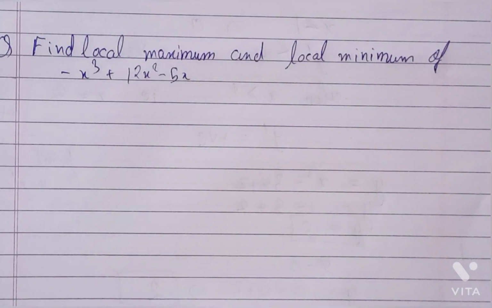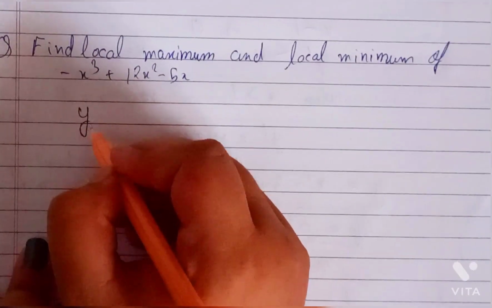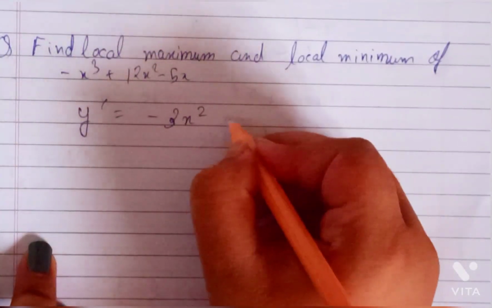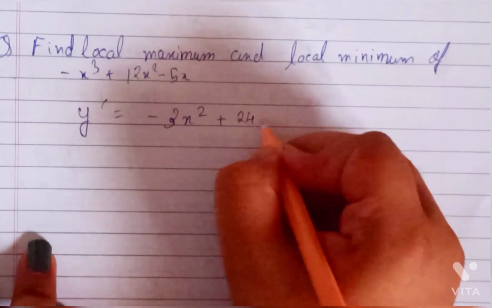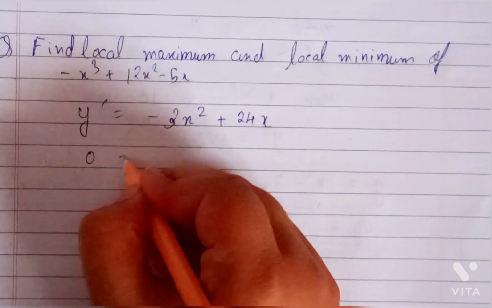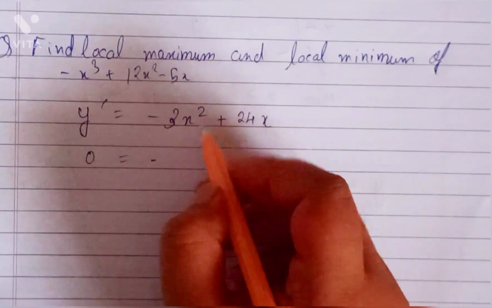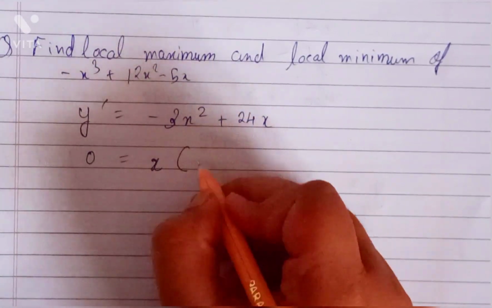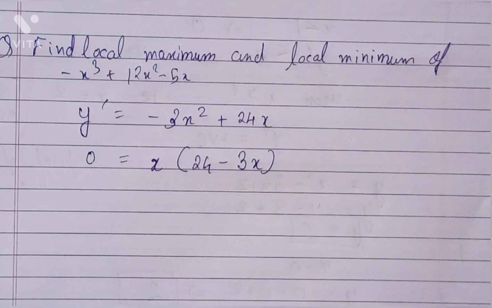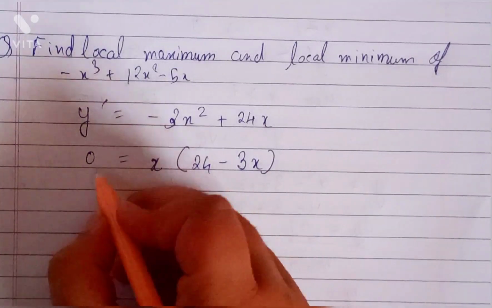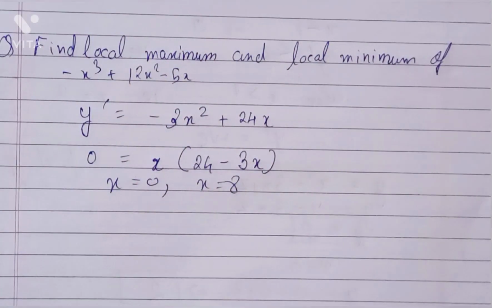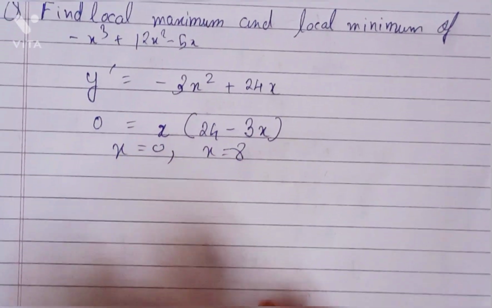So our first step is to differentiate it. That is, y dash is equal to minus 3x square plus 24x. Now we'll equate it to 0. So 0 equals, taking x common, x times 24 minus 3x. From this we'll get either x equals 0 or x equals 8.